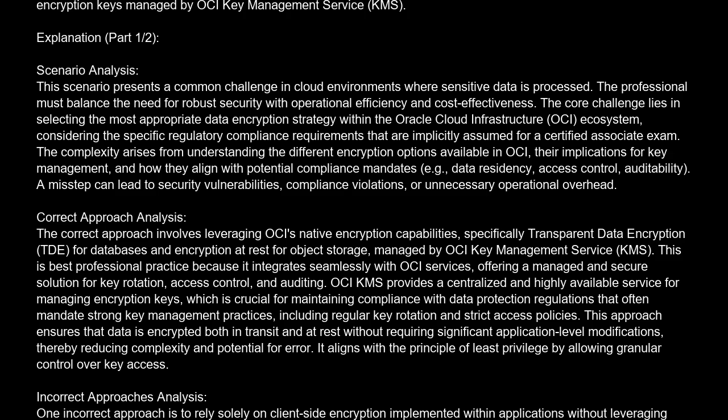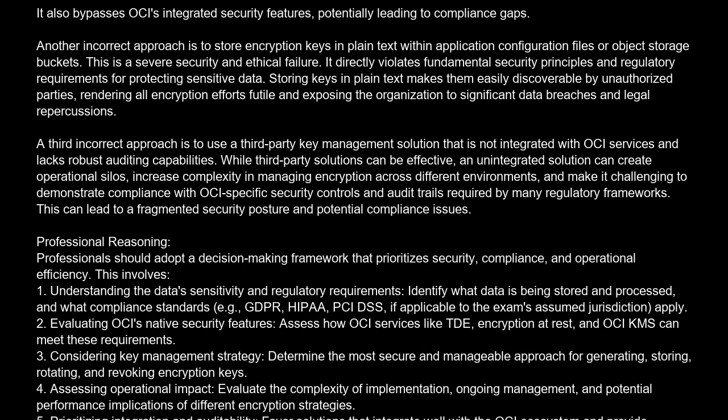This is professionally unacceptable because it shifts the burden of key management entirely to the application developers, increasing the risk of insecure key storage, inconsistent implementation, and difficulties in auditing key usage across the entire cloud deployment. It also bypasses OCI's integrated security features, potentially leading to compliance gaps.